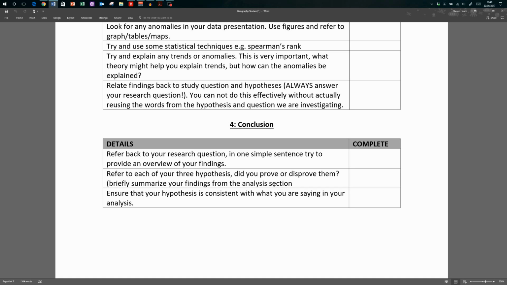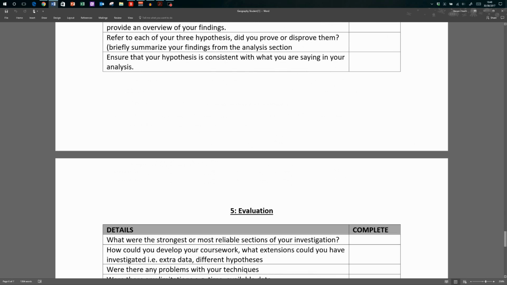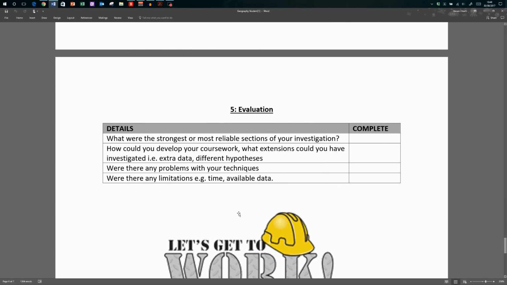Finally, you move on to your evaluation. Your evaluation is talking about how strong your research project was. It's not a license to say everything that happened bad, or that was bad. You should say what you did that was reliable, what you did that was good. Then you need to discuss, obviously, what you did that was bad and how you could improve it, how you could extend your project. Were there any problems with the techniques or limitations?